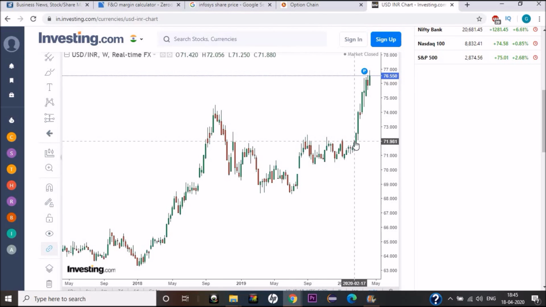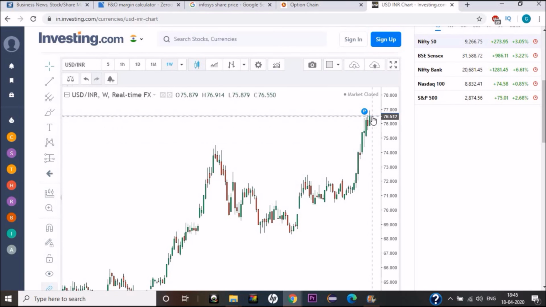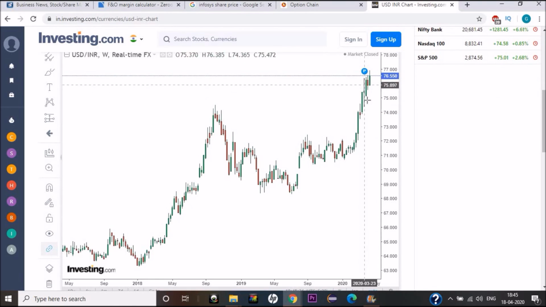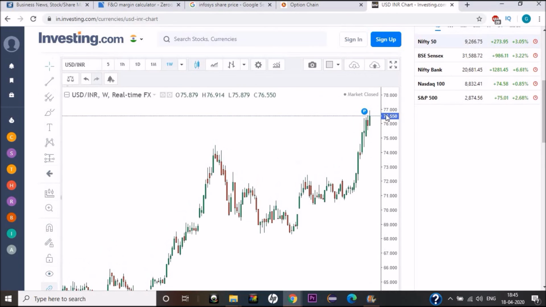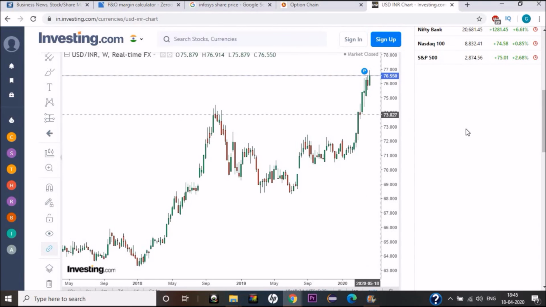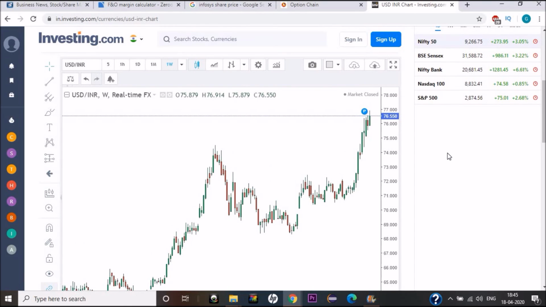And currently, due to the corona crisis, we have a lot of economic slowdown. Hence you see a spike in the movement of this currency. Currently it's 76, which is an all-time high. So it's going to pull back for sure, and it's predictable. Now when you trade in currency, you can do it in both futures and options.